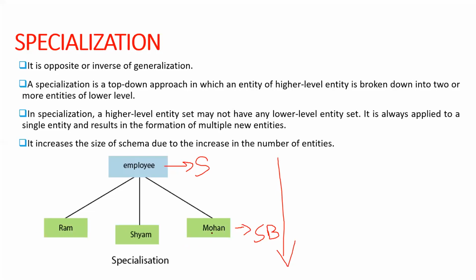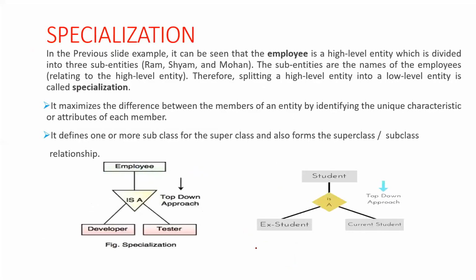Here this employee is the superclass. These three are inheriting the properties of employee. Here, properties means all these are employees but possess different positions. So this relationship we can call a super and subclass relationship, and it is an inheritance mechanism. So here you can see the example.